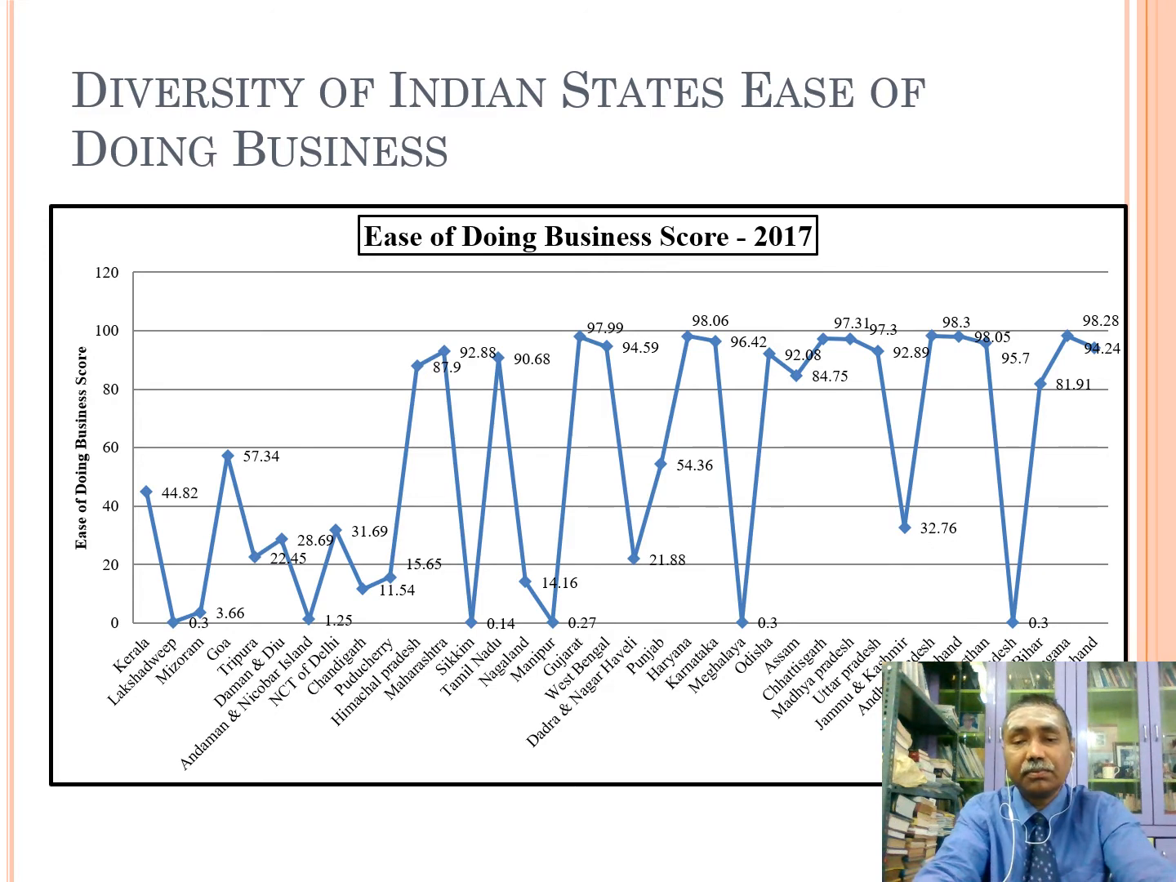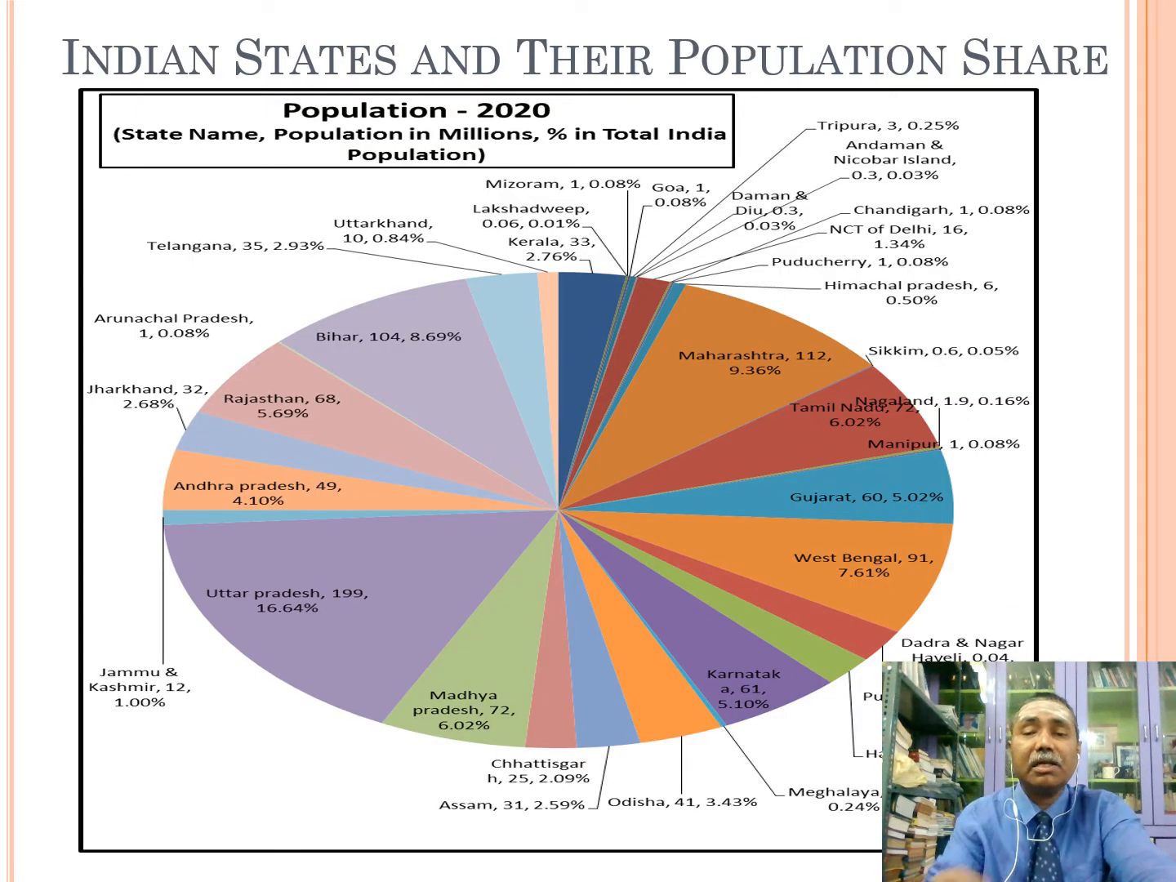Let's move on. See this, the population share of Indian states. For example, Uttar Pradesh has 16.64% population share, and Maharashtra has 9.36%. Similarly, Tamil Nadu has 6.6% population. Now we will see how this compares with their GDP share.